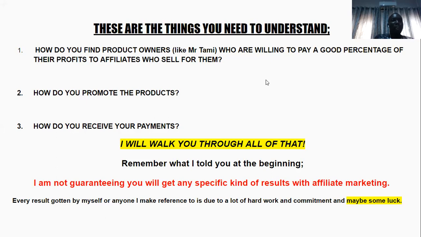One of those things is you have to understand how to find product owners who are willing to pay a good percentage of their profits to affiliates who sell for them. Emphasis on a good percentage. Like I gave an example, a laptop seller sells a laptop and his profit is 10K, and then he gives an affiliate 5,000. He's also making 5,000. 50% is a good percentage. But then you find some people who tell you they're only paying 3% or 5% or 10%. It's not encouraging. It won't cover the cost in the long run.